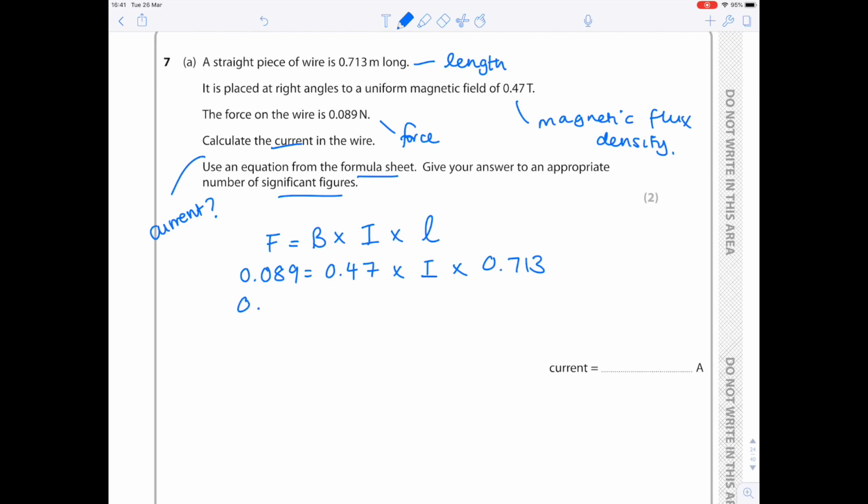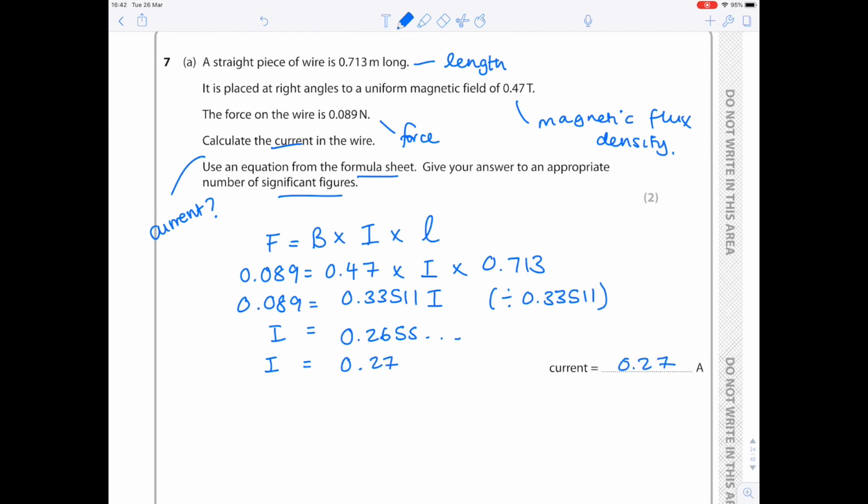So let's sort out the right hand side first of all by simply doing 0.47 multiplied by 0.713, and you get 0.33511. To get current by itself, you need to divide both sides by 0.33511, and that gives you a current of 0.2655 and so on. Let's give that answer to two significant figures, that's 0.27.